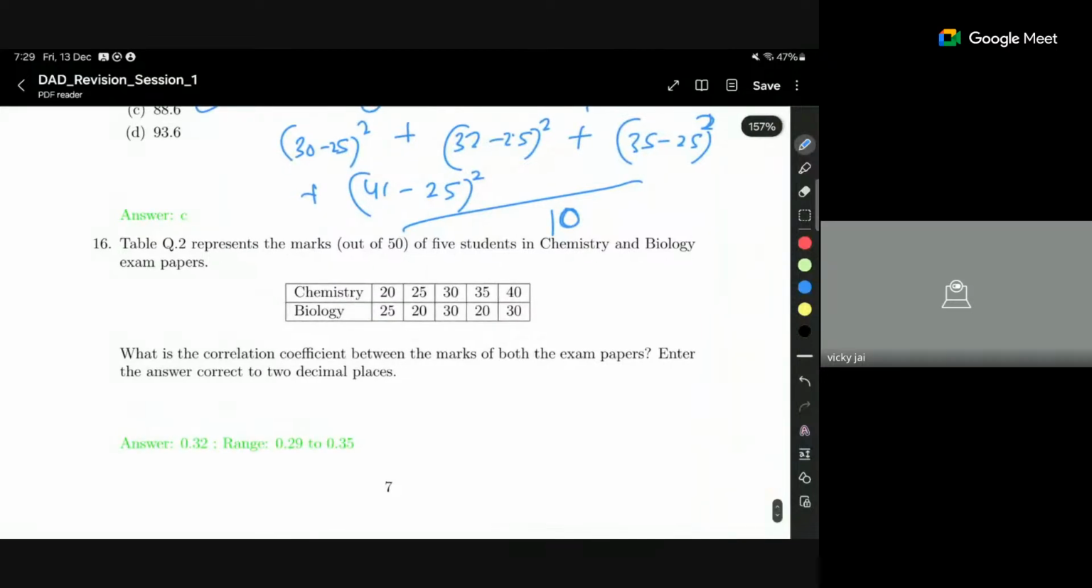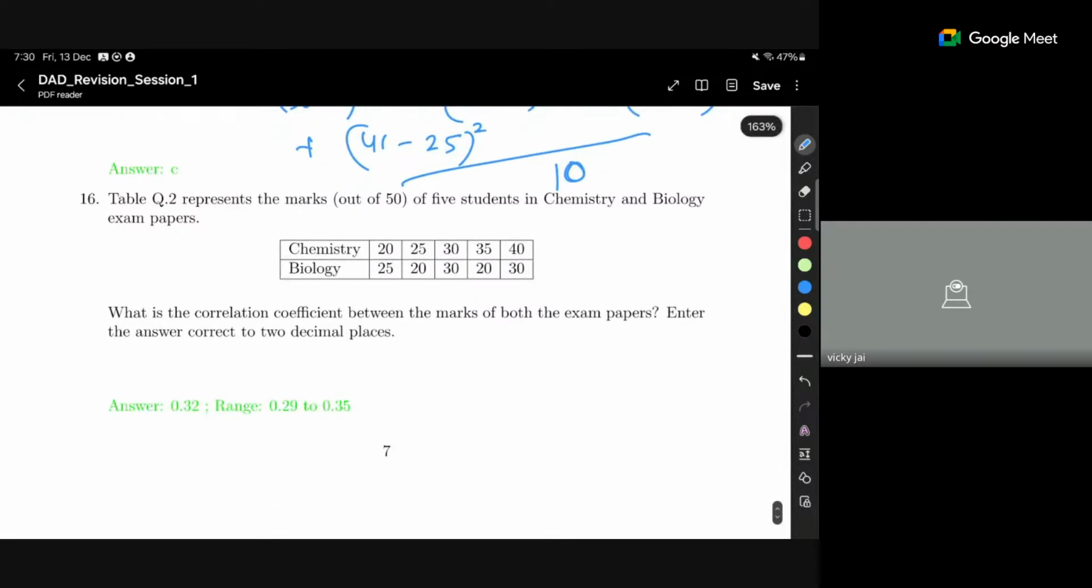Okay. Next question is, out of 50, 5 students in chemistry and biology paper, two exams are there, and the 5 students' marks are represented in this way. What is the correlation coefficient between the marks of both the exam papers? So they are asking about the correlation coefficient.